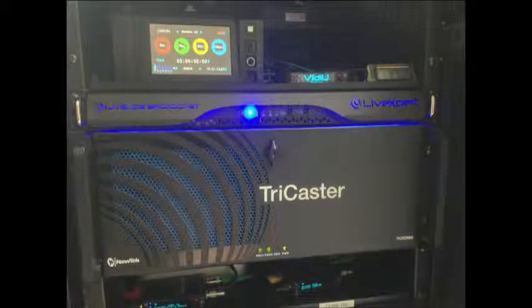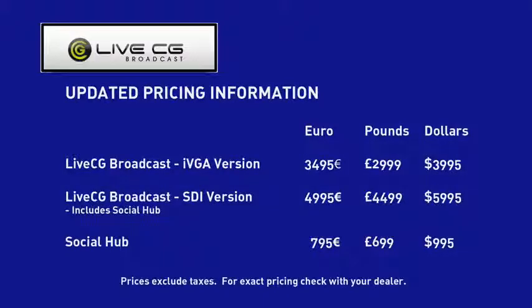There is a TriCaster only version of this, as well as a version that can be used with other switchers. If you have a NewTek TriCaster that supports network inputs with iVGA, then it's good news if you are interested in this product, because the base model comes with iVGA only support. It doesn't have the SDI in and out, and that is available for €3,495. That's about $4,800, give or take.